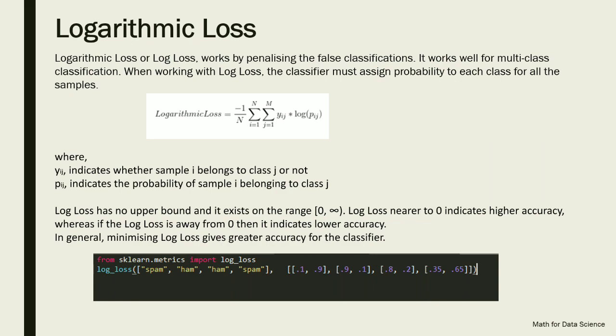It's the summation of y_ij into log of p_ij, where j varies from 1 to m, and then again summation of i varies from 1 to n, divided by n, which is negative again. Here y_ij indicates whether sample i belongs to class j or not, and p_ij indicates the probability of the sample i belonging to class j. One of the important features of log loss is that it exists in the range of 0 to infinity. Log loss nearer to 0 indicates higher accuracy. The higher the value, the more the error.